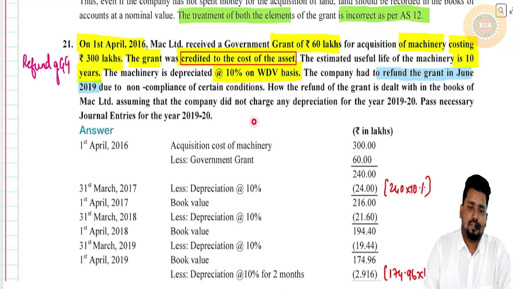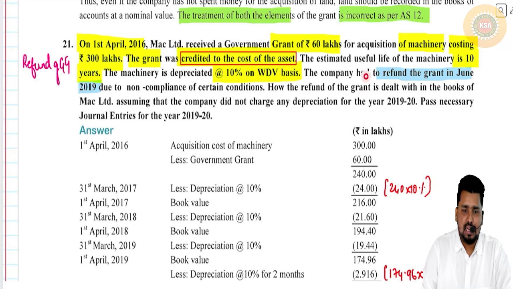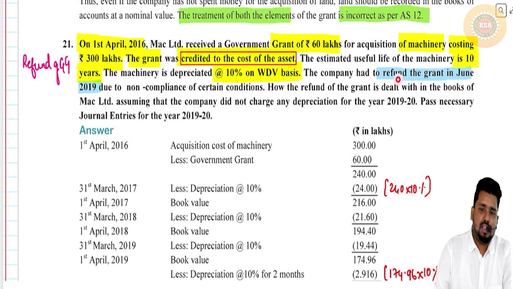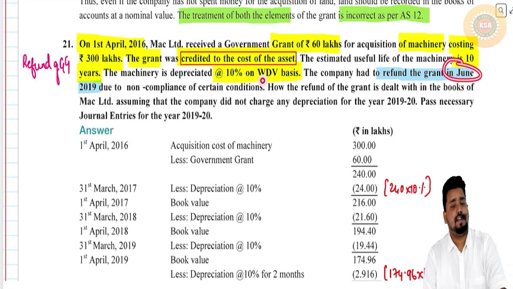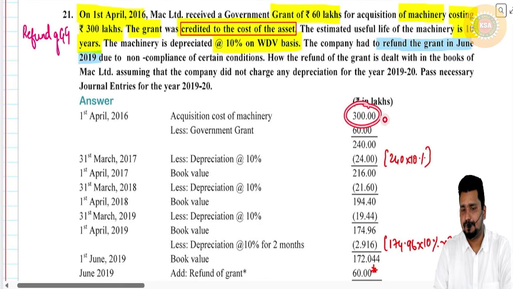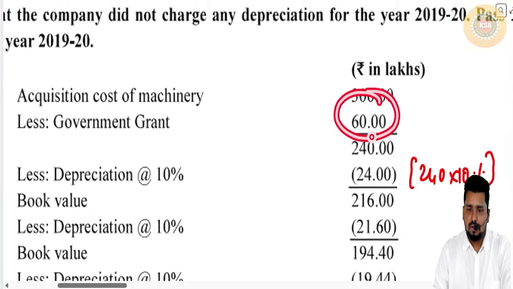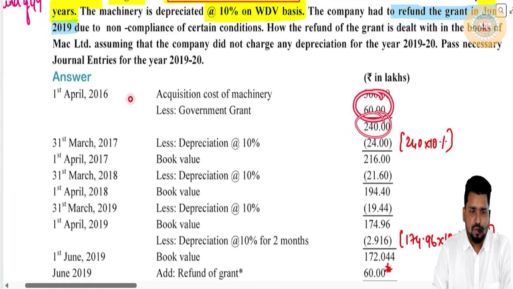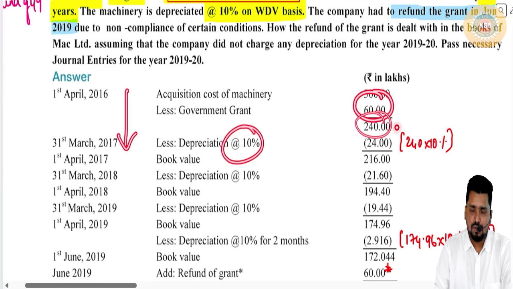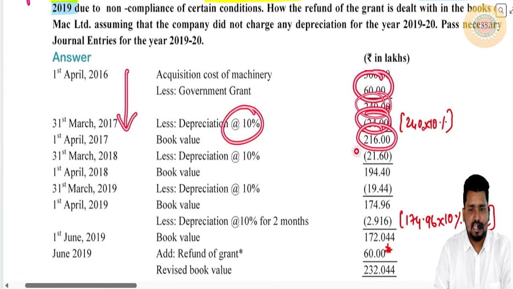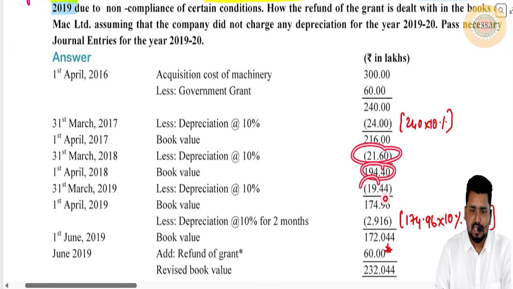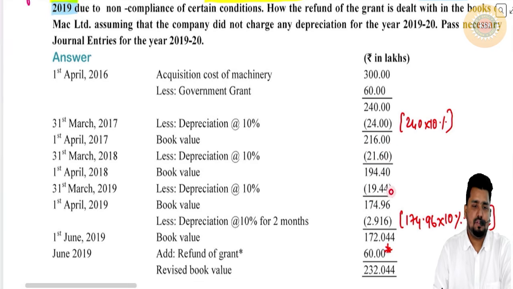Clear? So we have to find the carrying amount on June, on the date of refund. Listen, what is the acquisition cost? What is the government grant? What is the revised cost? So first year depreciation 10%. So 240 into 10%, 24. What is the carrying amount? 216. Next year depreciation 10%, 194.4. Next year depreciation 19.44. Correct?